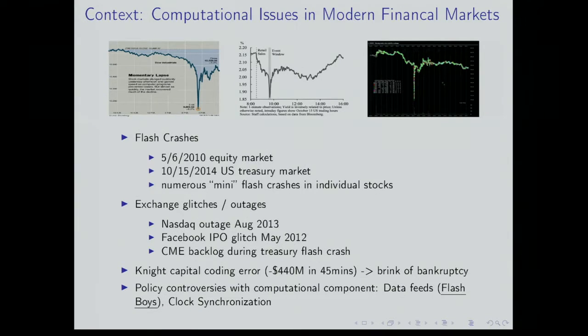So the context is that there have been a lot of computational issues with modern financial markets. There have been flash crashes that have gotten a lot of attention: a flash crash in equities in 2010 and in treasuries in 2014. There are mini flash crashes in individual stocks on a more regular basis, a mini flash crash in Google stock just for Halvarian's benefit. There have been numerous exchange glitches and coding errors that have gotten a lot of attention.